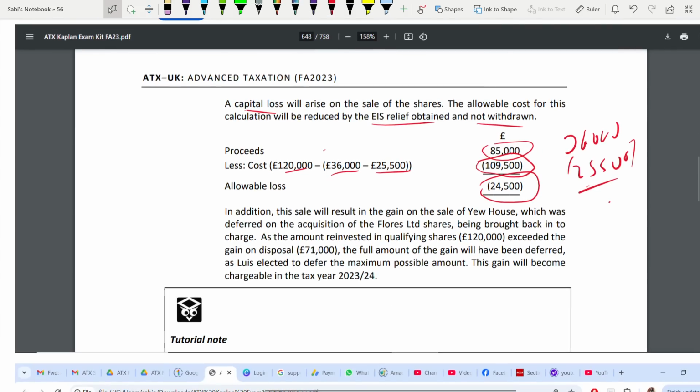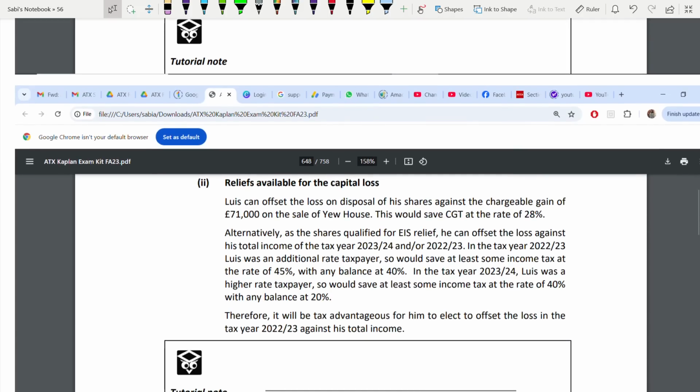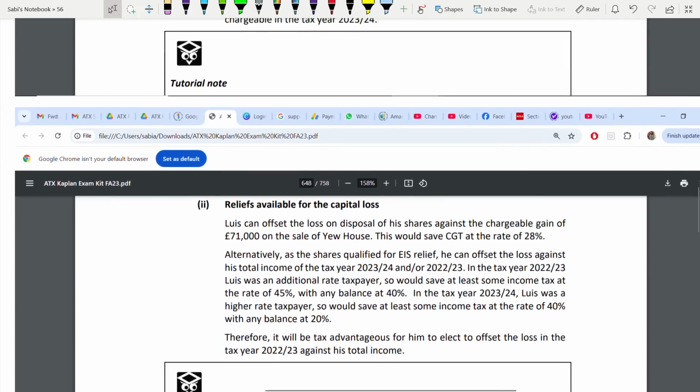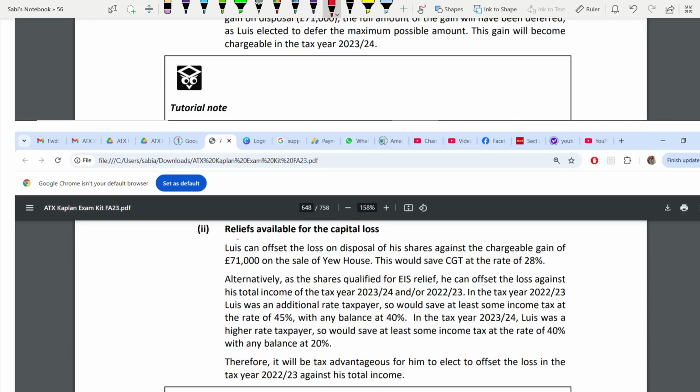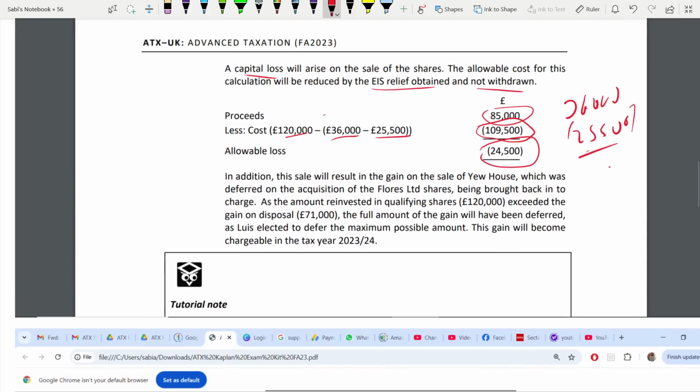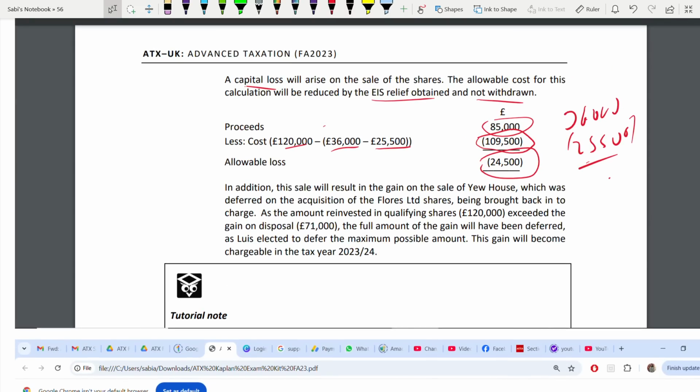Okay. Now, we have not moved on to the capital reliefs available for capital loss. We are still here. But remember, there is a gain from selling the house. When you got this gain, it was deferred because you acquired these shares. Now it will be brought back into charge. Now it will be chargeable. Earlier it was not chargeable, it was deferred. The gain on the sale of the house.